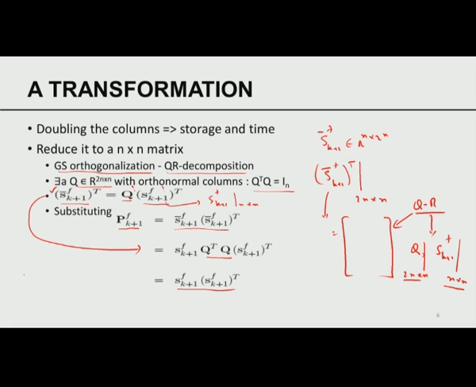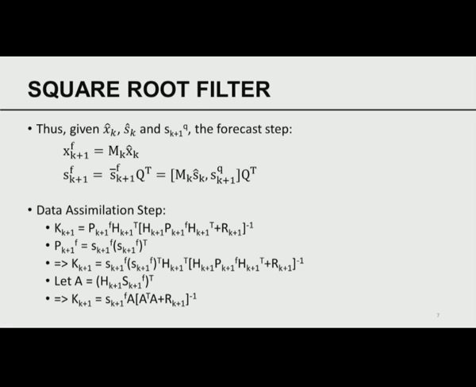So we have expressed pk plus 1 in terms of square root of 2n by n matrices. With this we come back to rewriting the filter in terms of square root matrices, given now xk bar, xk hat, sk hat, sk plus 1 q. These are the two square roots of the analysis and the model noise. I am going to now consider the forecast step.